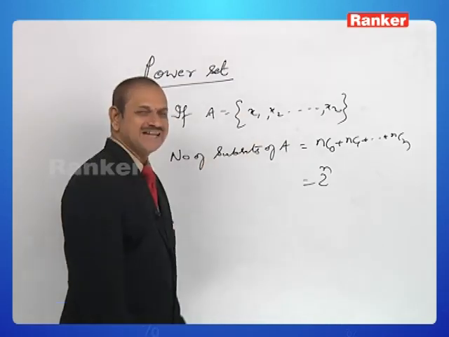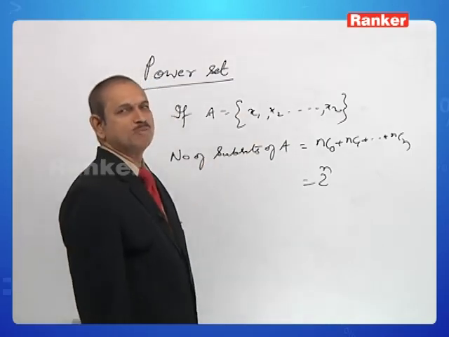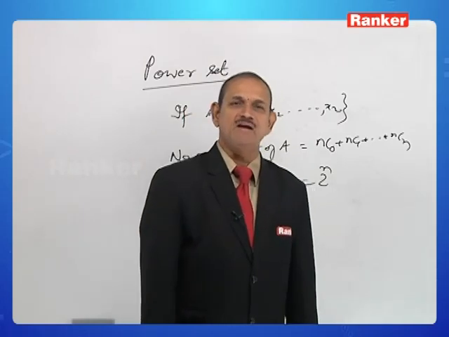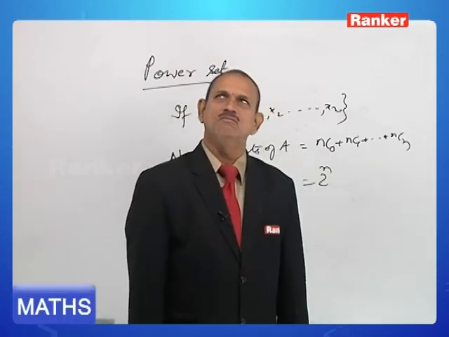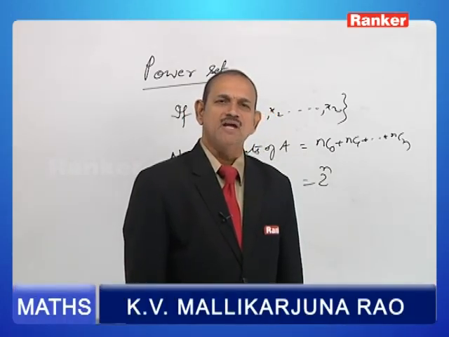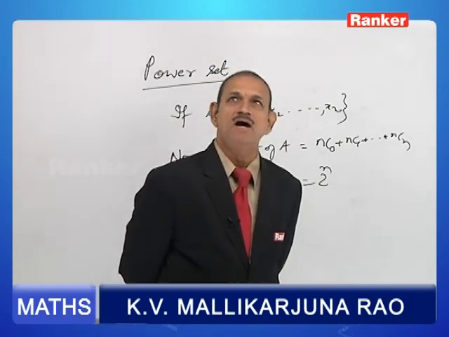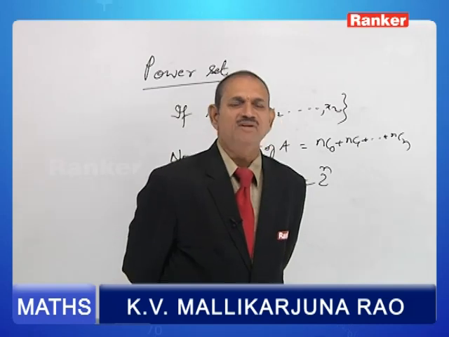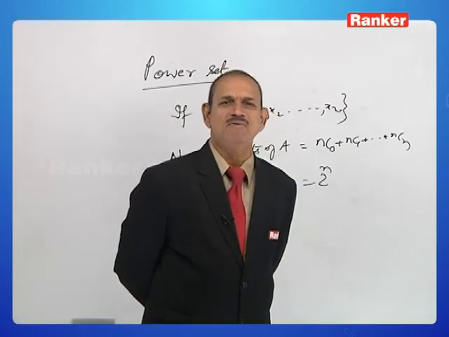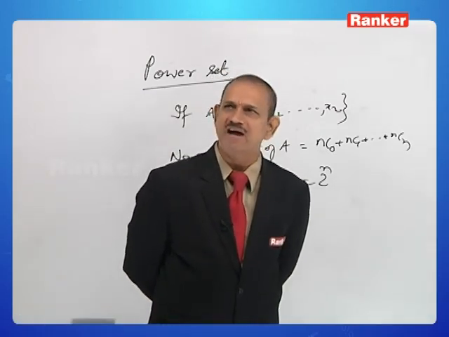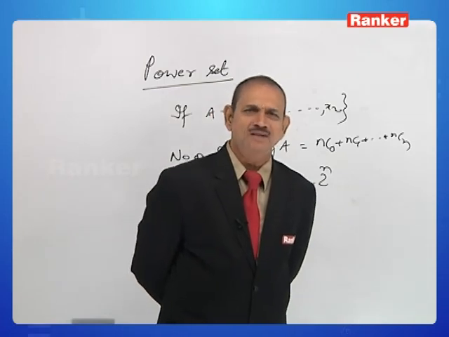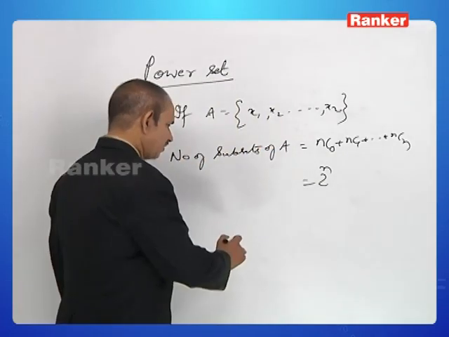If A contains n elements, the number of subsets is 2 power n. If A contains 3 elements, the number of subsets is 2 cube, 8. If A is a set with 4 elements, what is the number of subsets of A? 2 to the power of 4, 16. If A is a set with 5 elements, what is the number of subsets of A? 2 to the power of 5, 32, like that. Good. From this, we can say one thing.